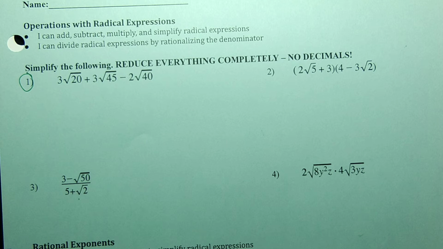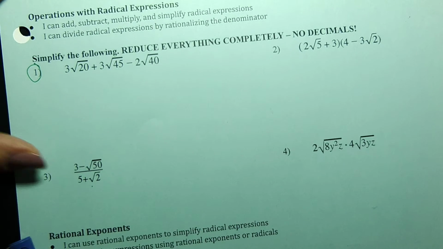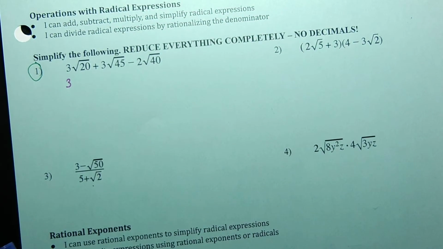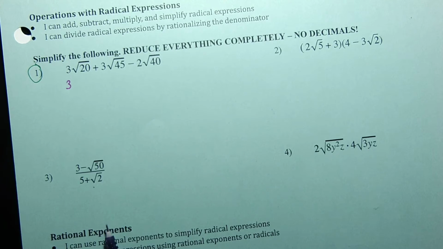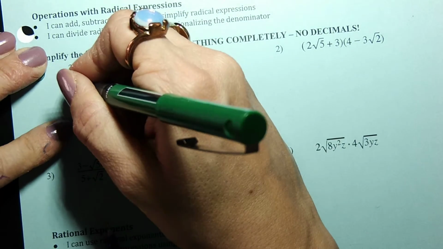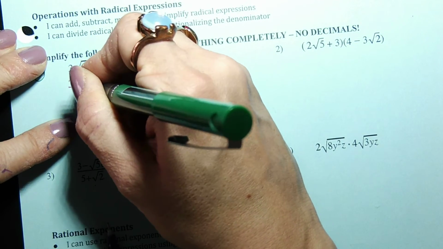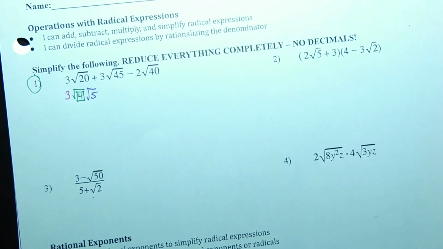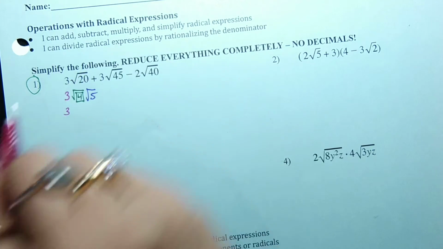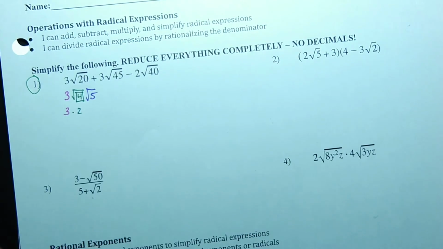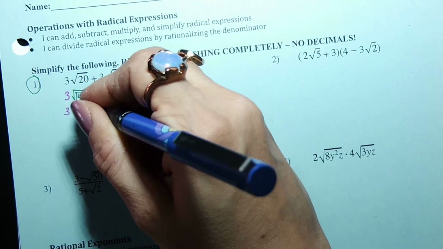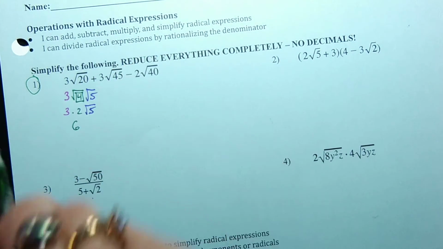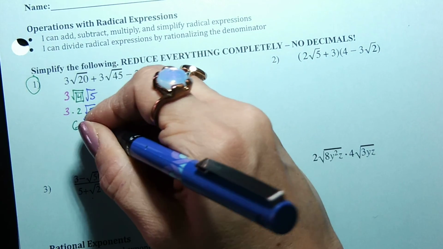Here, folks, we're gonna go ahead and talk through this one. Starting with the first radical, what's the biggest perfect square we can take out? The perfect square factor is 4. The non-perfect square factor is 5. So then we have 3 times 2 rad 5. Is it 5 rad 5 or 6 rad 5? 6 rad 5 for the first radical.